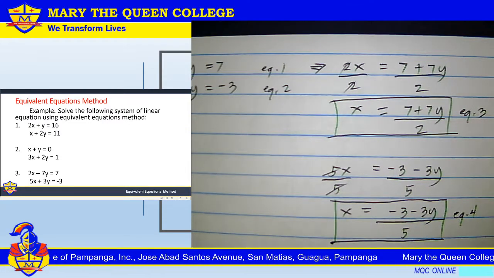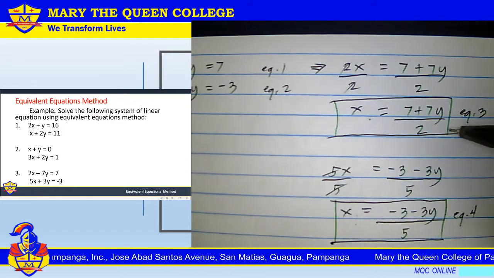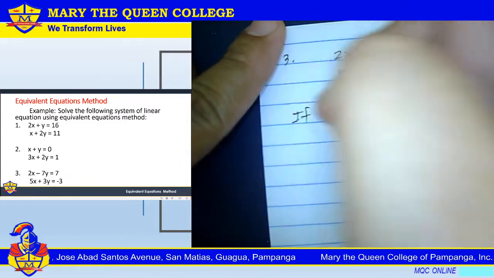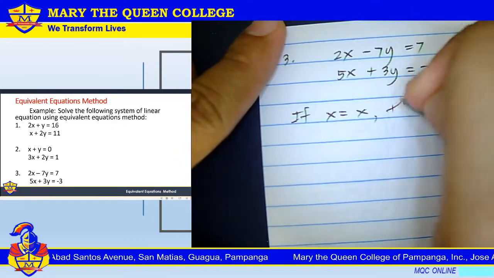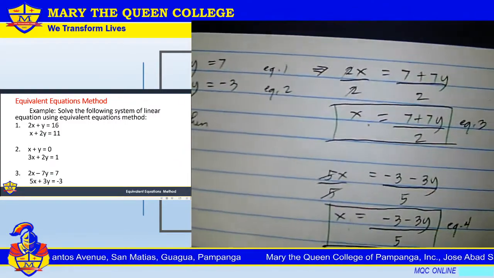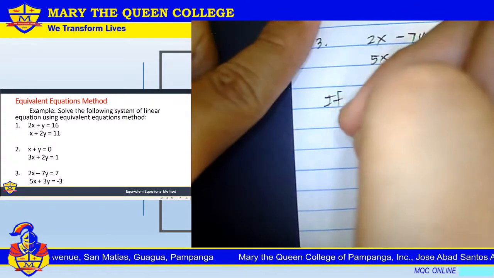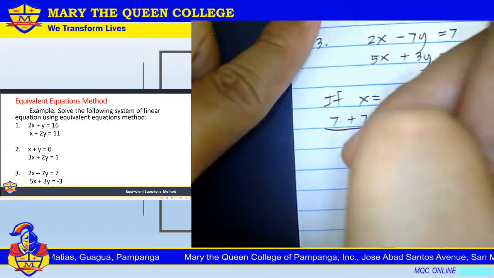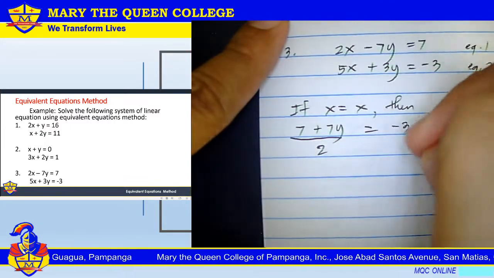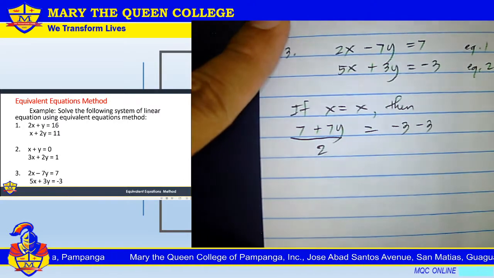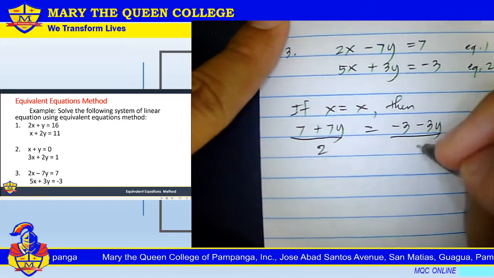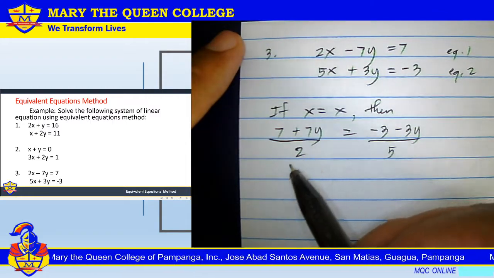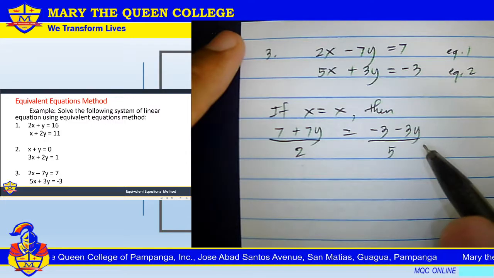So, we have this for equation 4. Okay? So, yung dalawa na to ang equate natin. Equation 3 and equation 4. So, if x is equals to x, then anong mangyayari? Equate natin yung nakuha natin bagong equation. So, we have 7 plus 7y all over 2 is equal to negative 3 minus 3y all over 5. Okay? So, this is for equation 3. This is for equation 4.